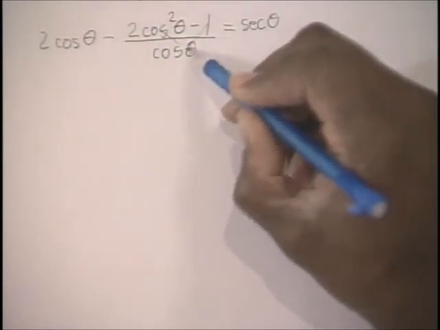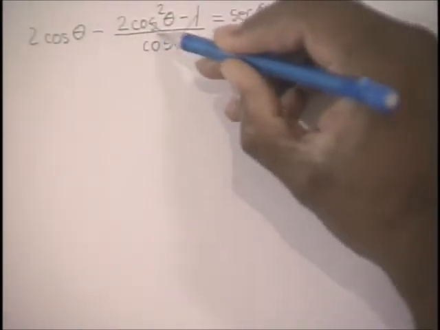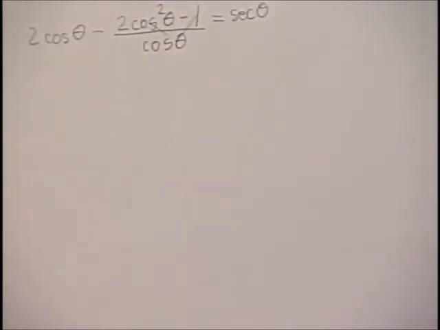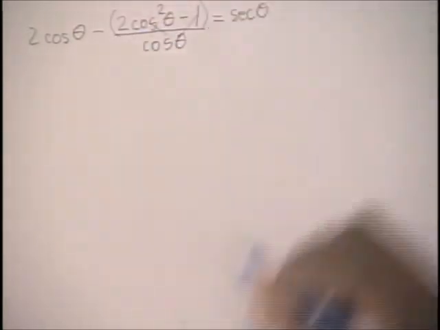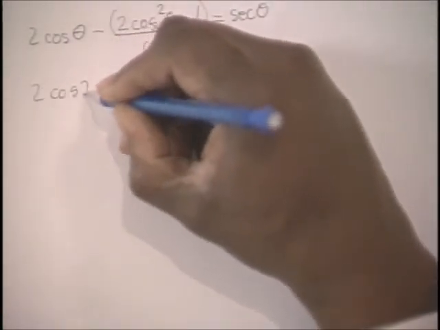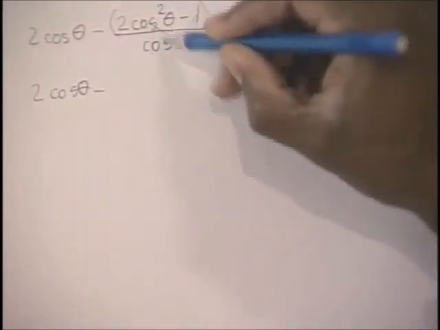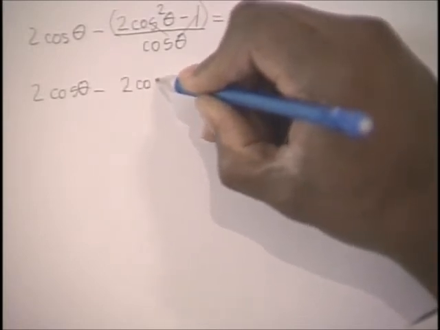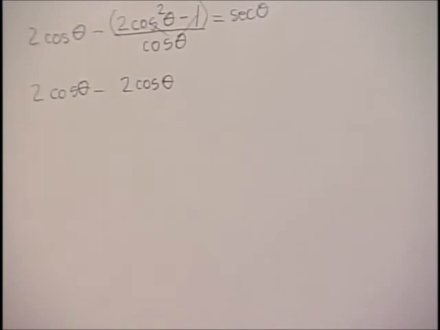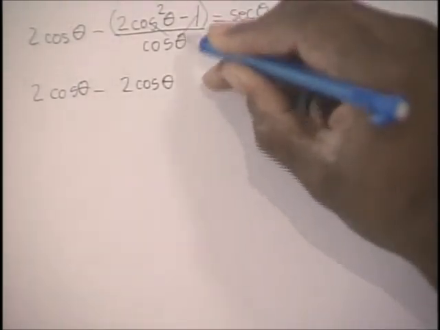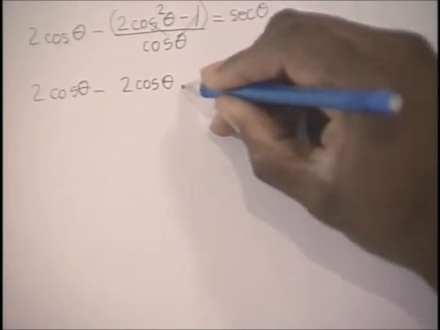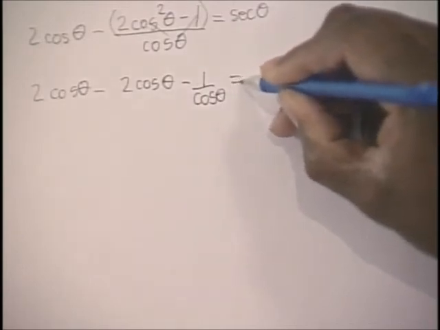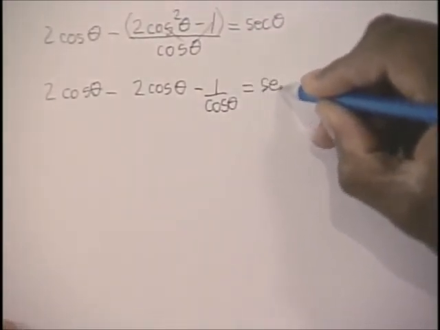All right, so now what I think I could do is I can distribute that. I'm going to distribute this cosine theta here to the negative 2 cosine theta and to the negative 1. All right, let's put this in parentheses though. So we have 2 cosine theta minus, let's distribute this cosine theta here. We'd get 2 cosine theta there. And if we distribute this cosine theta here to the negative 1, we end up with minus 1 over cosine theta. And they're saying that all of this is equal to secant theta.